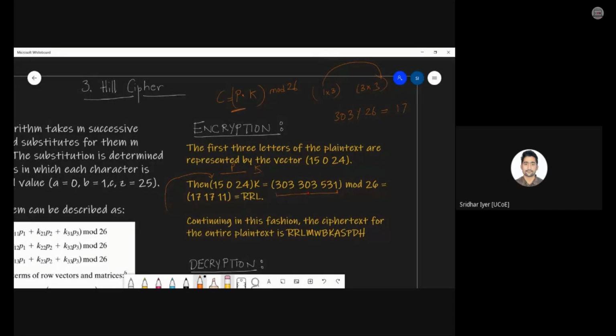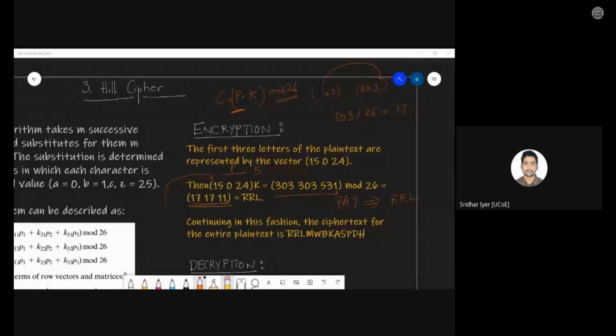So we now have this P value, which is 15, 0, 24. We already have the K value. You simply need to multiply both of these matrices. Whatever is the result, take the mod of individual terms, and you will get an answer such as 17, 17, 11. Now you need to convert this back into alphabets because at the end we want alphabets only. Initially the plain text was pay more money. Now it is RRL for the first three characters PAY. So I can say that PAY got converted into RRL.